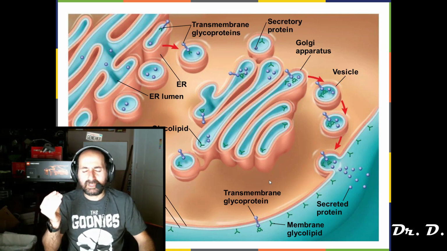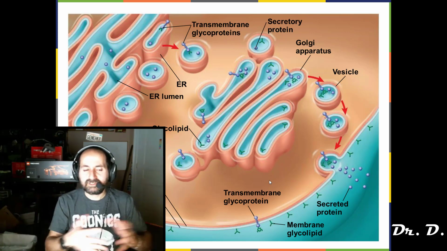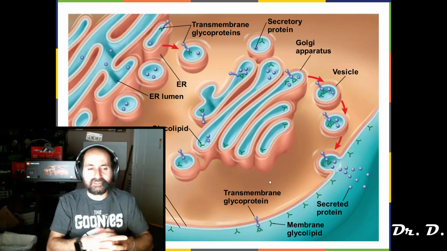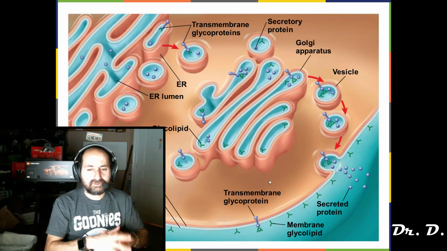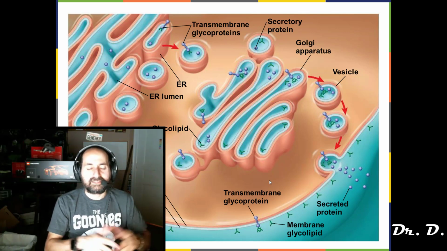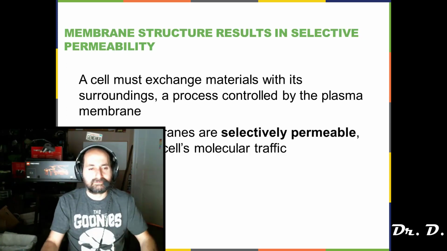A glycoprotein is a protein with a sugar attached. A glycolipid is a lipid with a sugar attached. You don't need to understand it too much in depth right now. But later on, when you take biochemistry, it'll become more clear why you have to care about glycoproteins or glycolipids.